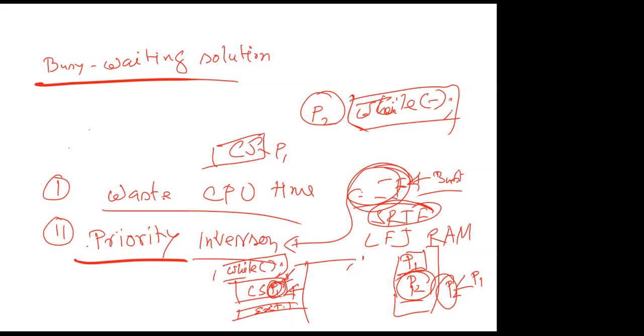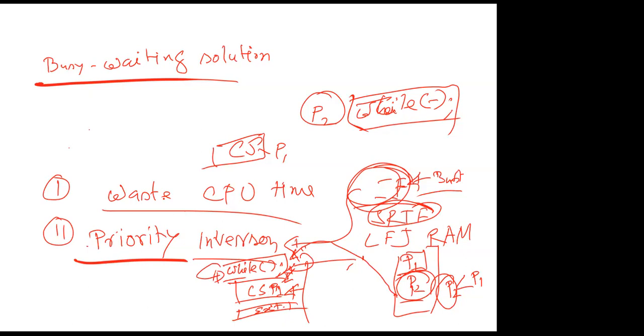Okay, so it will stop this process P1 execution, and it will schedule the process P2. What will process P2 do? Process P2 will check this. Okay, one process is inside this critical section, so it always executes this while loop.